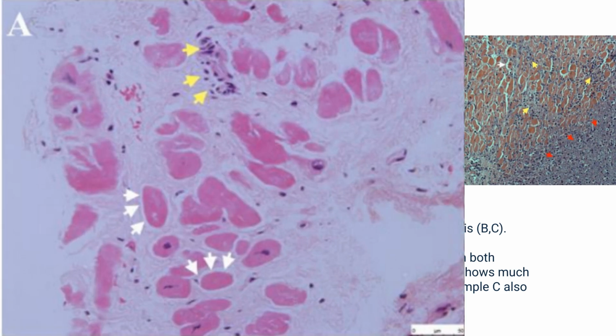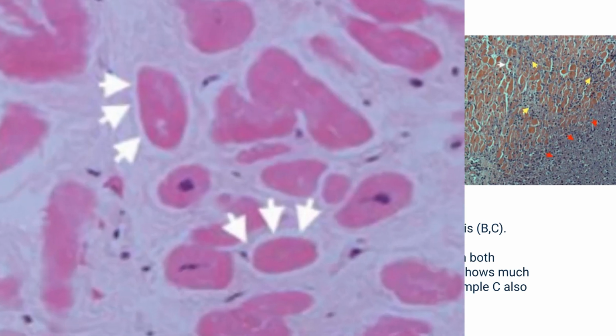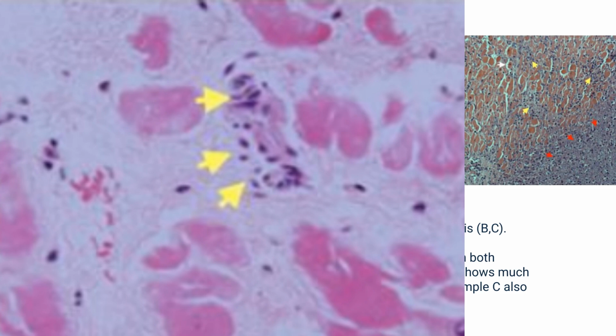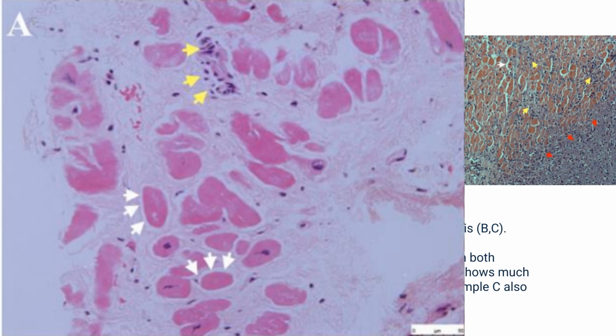In panel A, we see myocardial tissue from a patient with cardiac amyloidosis. Note the expanded interstitial spaces surrounding the myocytes, marked by white arrows, which are consistent with interstitial edema. There's also a mild infiltration of immune cells, highlighted by yellow arrows, but it's relatively sparse.